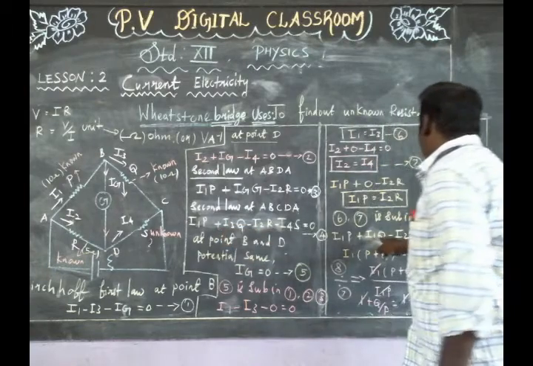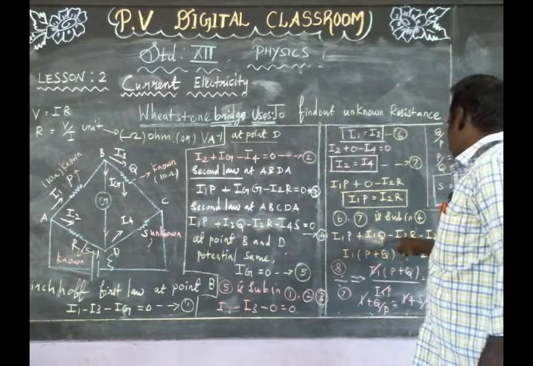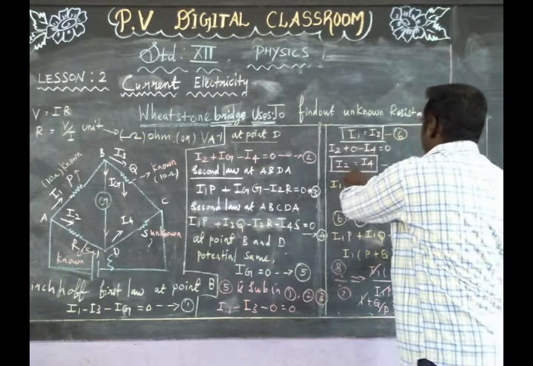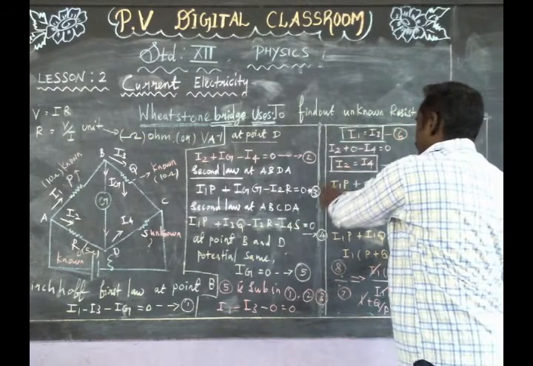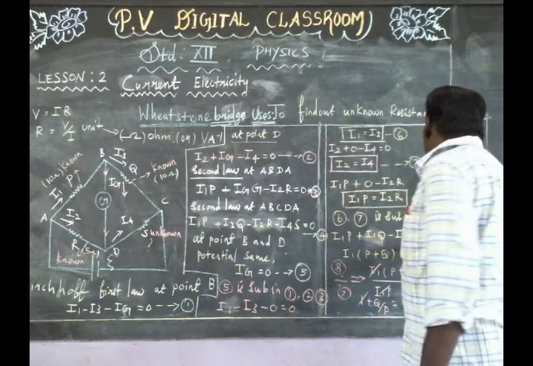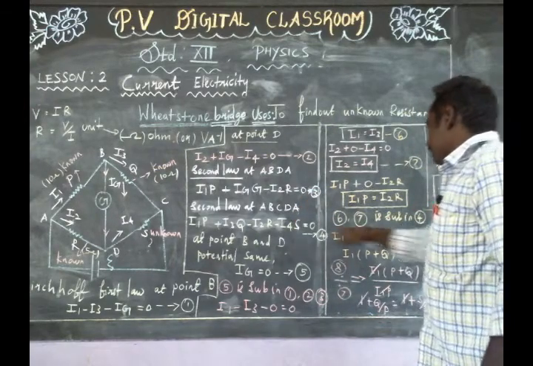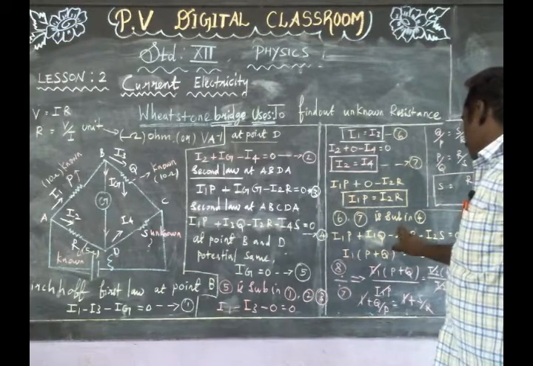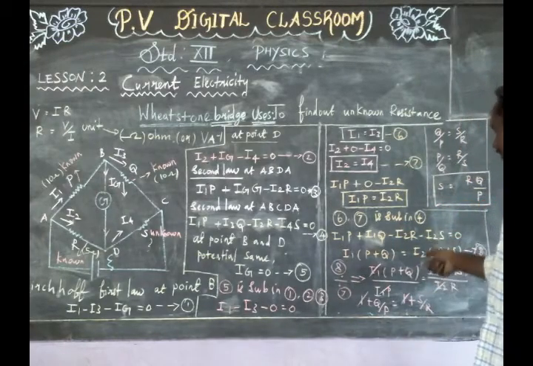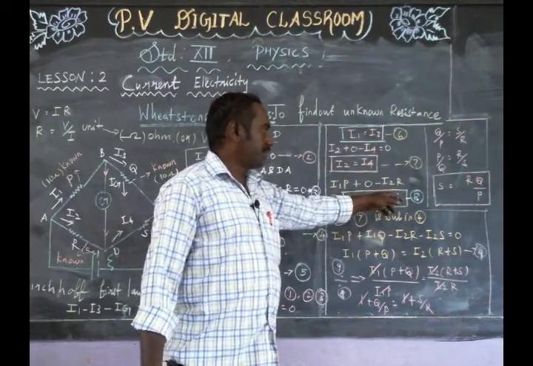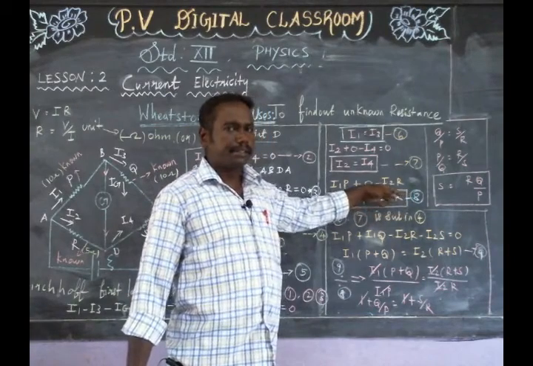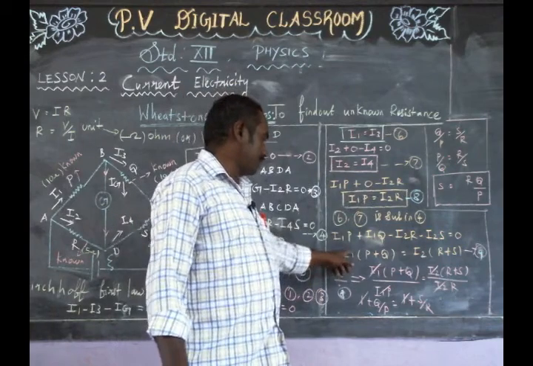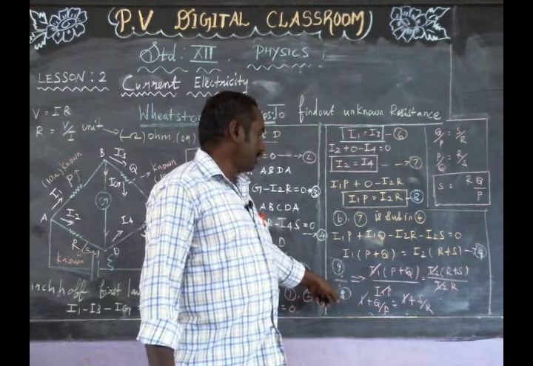So I1 Q minus I2 R, I4 is equal to I2. So substituting here, I2 S is equal to 0. If minus goes to the right side, this is the 8th equation. Sorry, this is the 9th equation. The 9th equation is divided by the 8th equation.